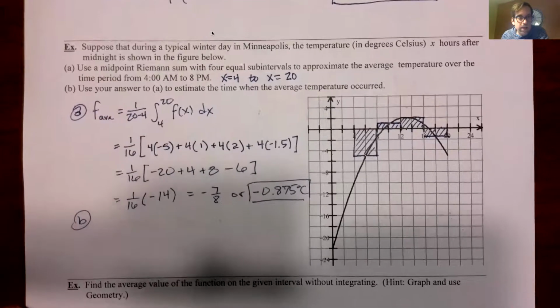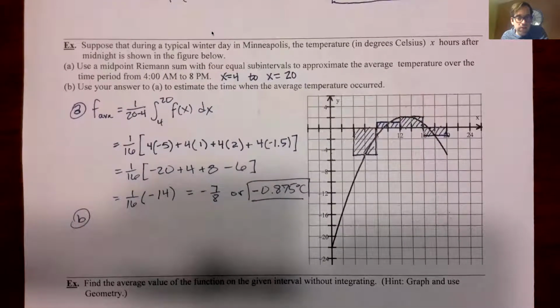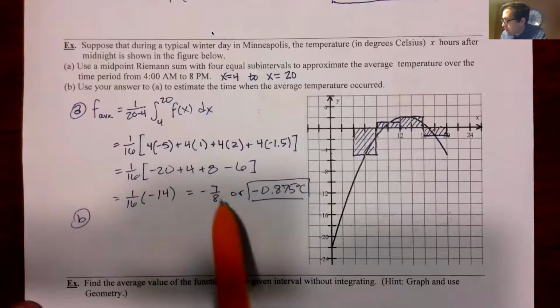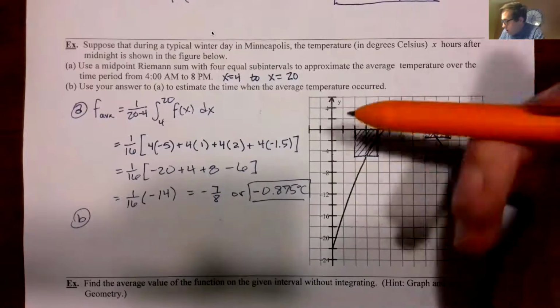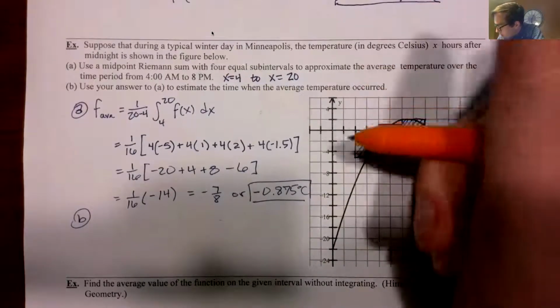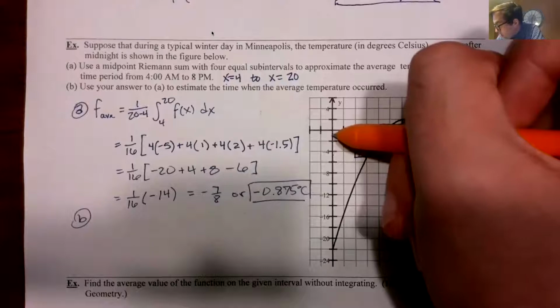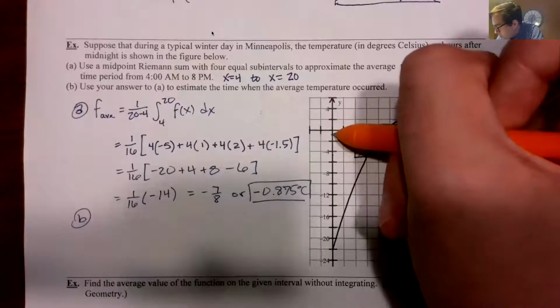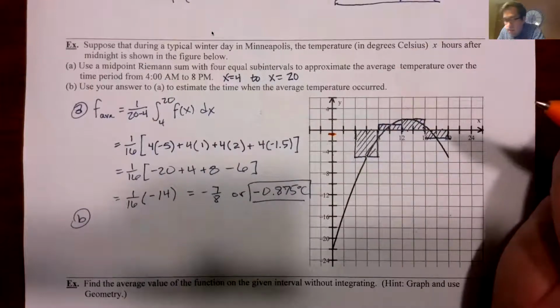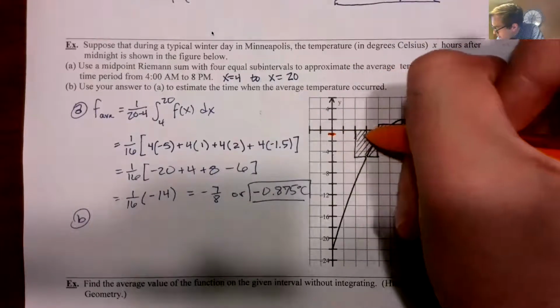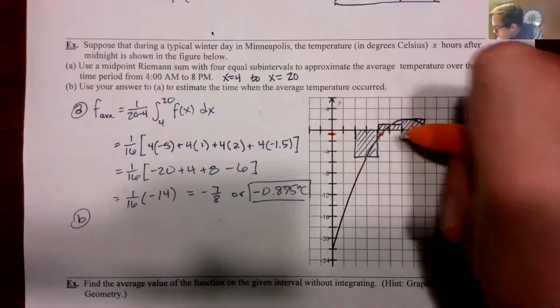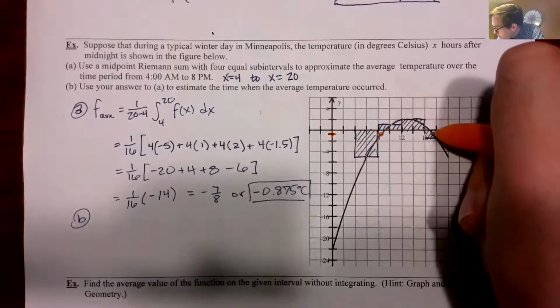Letter B. Use your answer from A to estimate the time when the average temperature occurred. So now we have to think about that. This -7/8, -0.875, is a y value. So on our y-axis, we're talking about something that's a little bit more than -1, I guess you could say. So it's right around here, right? And so we're looking on our curve for when did we cross that y value. And it happens twice, once right here and once right here.